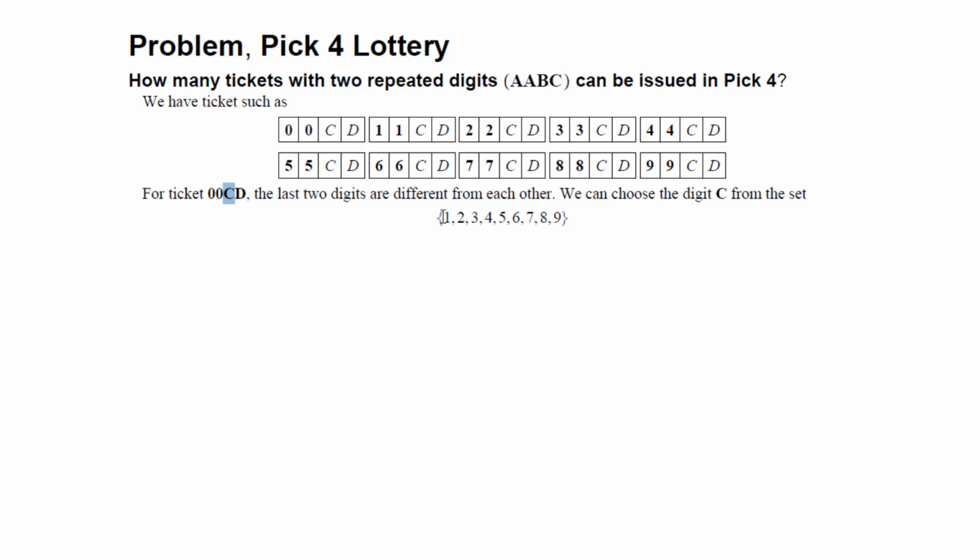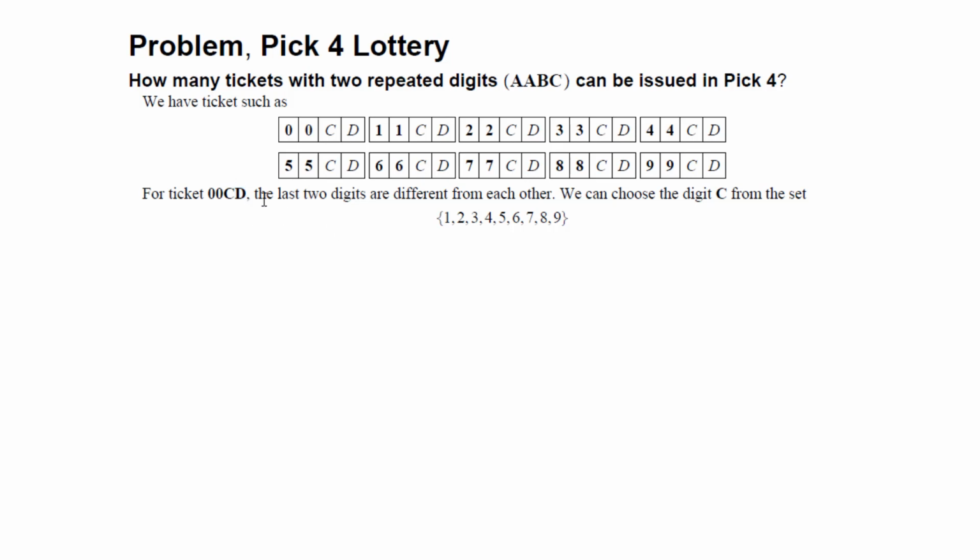Why not from 0 until 9? Because if we chose C as 0, then we are going to have a ticket of the form 000D. So this is a ticket with 3 digits the same, and we are dealing with tickets with only 2 digits the same. So this is why C can be chosen in how many ways? In 9 ways only.